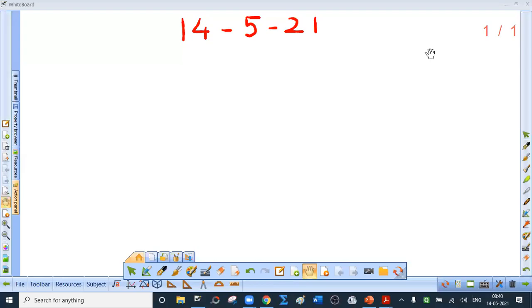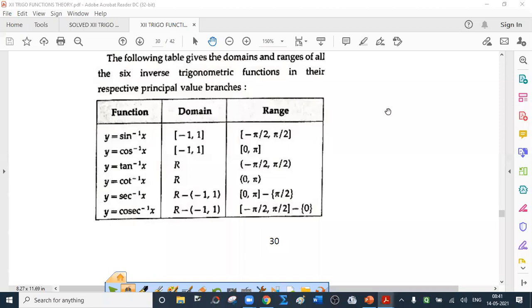Good morning. Today we will complete remaining MCQs and then solve remaining sums from this miscellaneous exercise. But before that, let me tell you about this. See, this table is very important. It gives the domains and ranges of all 6 inverse trigonometric functions in their respective principal value branches. This table is very important. You have to learn this by heart.